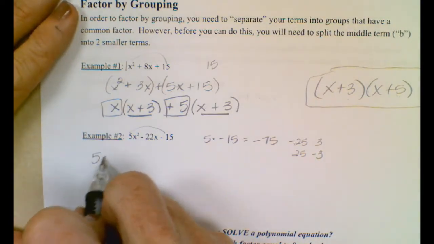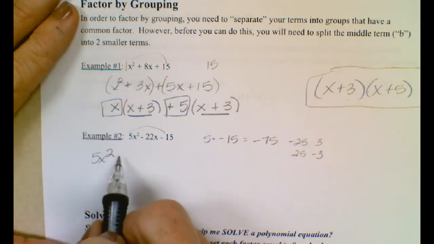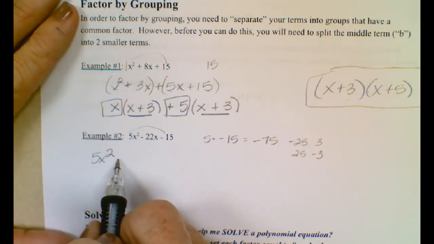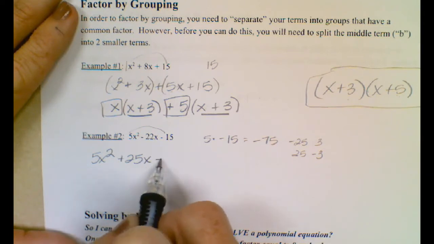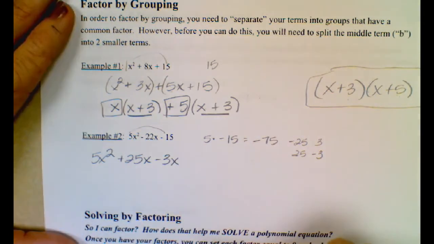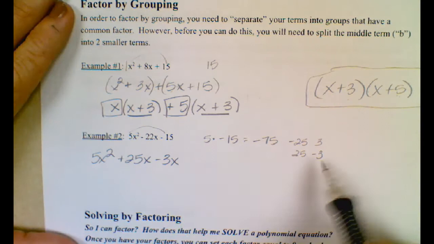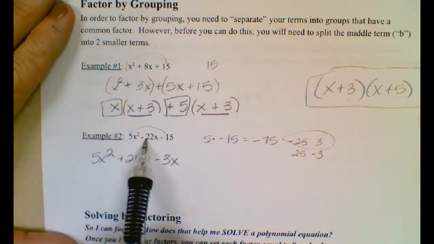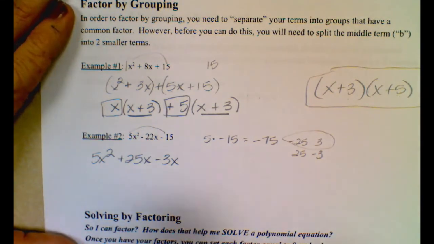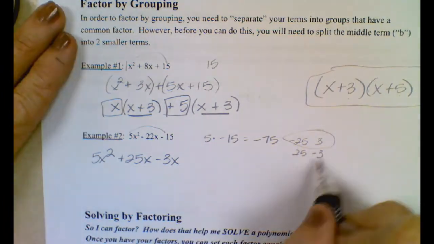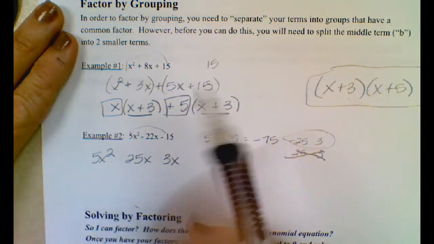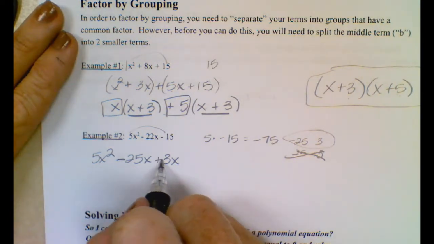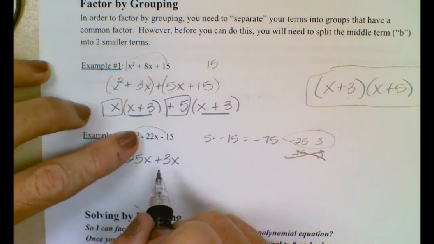So 5x squared, I'm going to use 25x and negative 3x. Oh, wait a minute. Can I do that? Now check what happened here. Does that add up to negative 22? They don't, right? So actually my signs need to be reversed. So this is not an option for me. You've got to make sure that those signs are going to behave the way you need them to behave. Okay, so negative 25x plus 3x does give me negative 22.